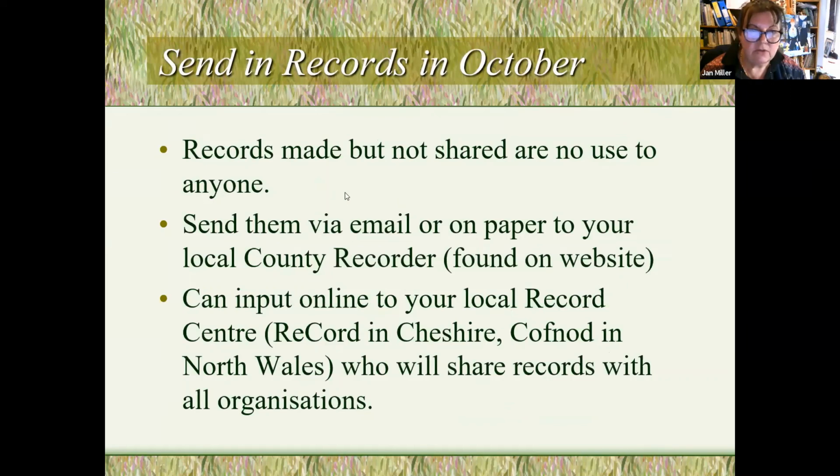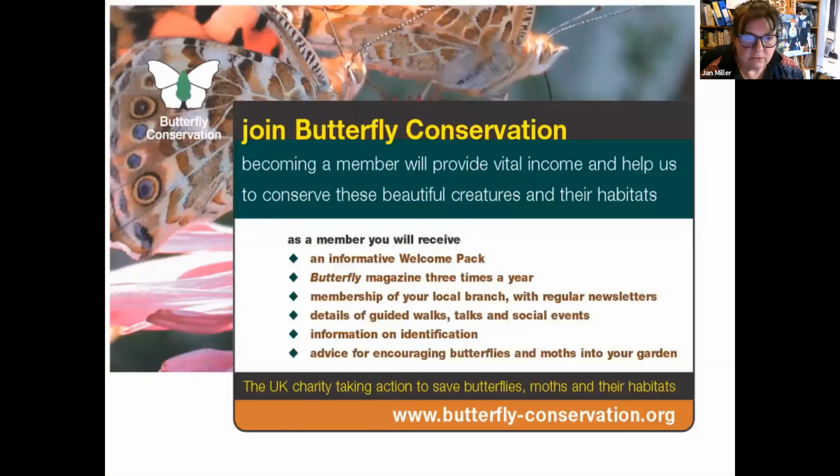Send in your records in October when the temperatures drop and you won't see the butterflies anymore. And you can send them via email or on paper. If you're all on the computer watching this, you must be able to send it via email, or send a spreadsheet to Cofnod or to me. There we are, local record centre. It's called Record if you're in Cheshire, and Cofnod, of course, for the whole of North Wales. And they will share records with any other organisation, so you don't need to put the record in more than once. In fact, it can skew the results if you put the records in more than once. So just choose one way to do it and always do that.